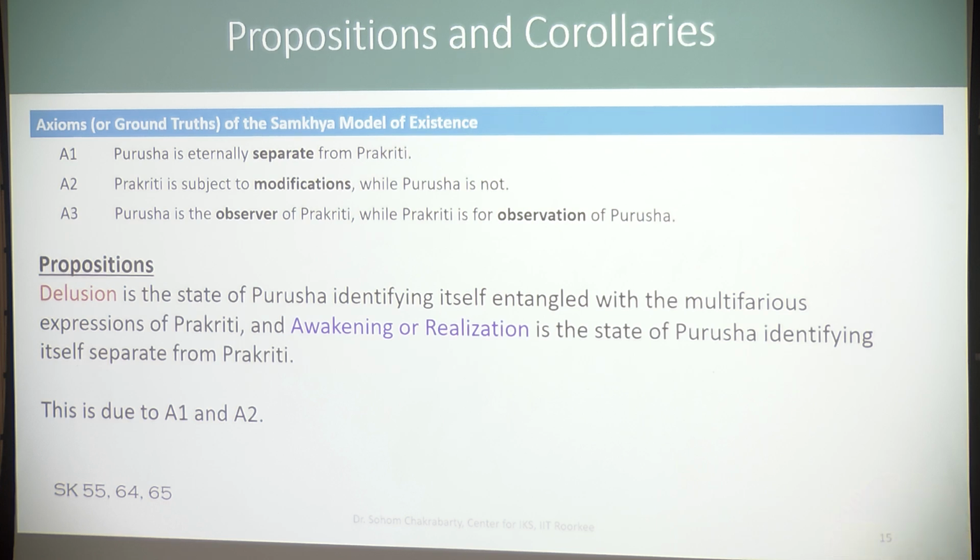There may be some other layers of proofs that are needed, but these are the two axioms through which we come to this statement. Any question? So, sir, whose delusion is this? Purusha's delusion. If Purusha is the observer, how can he, as soon as he is entangled with Prakriti, stop being the observer? It is still an observer. So if he is still an observer, how does he entangle with Prakriti?